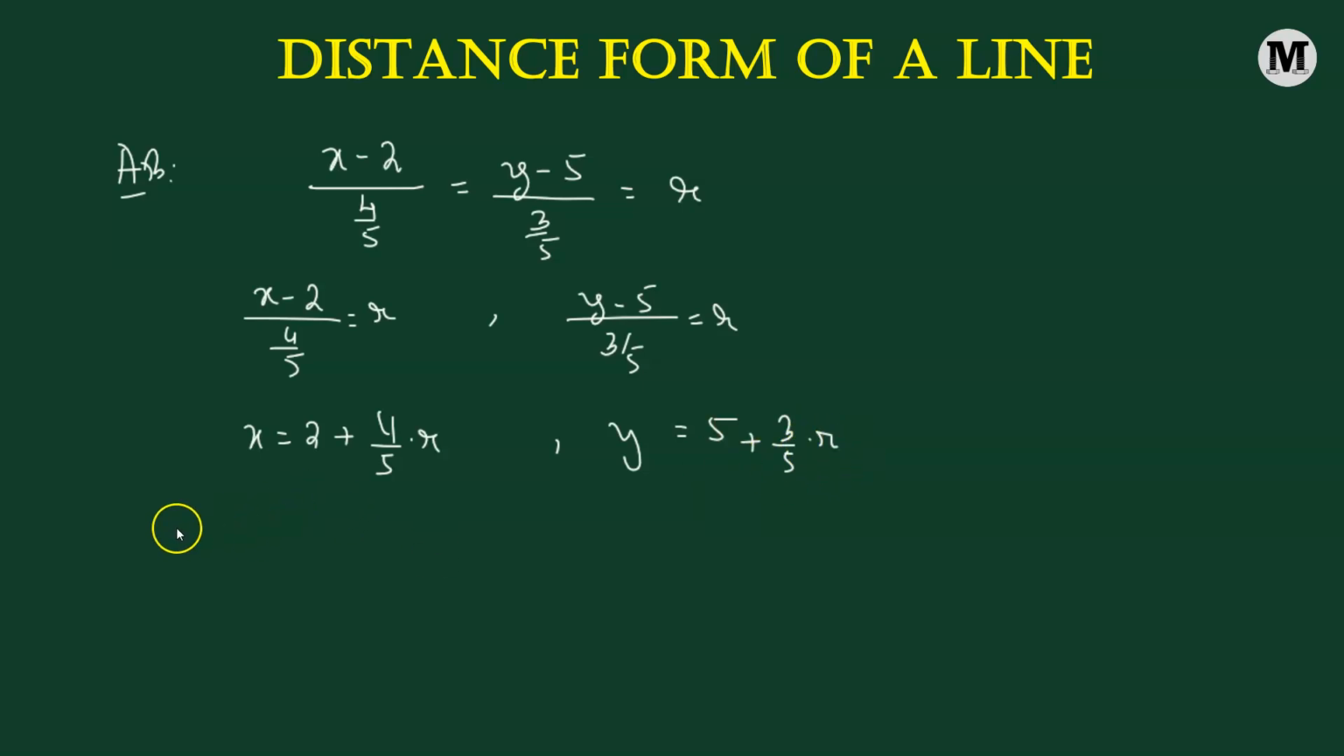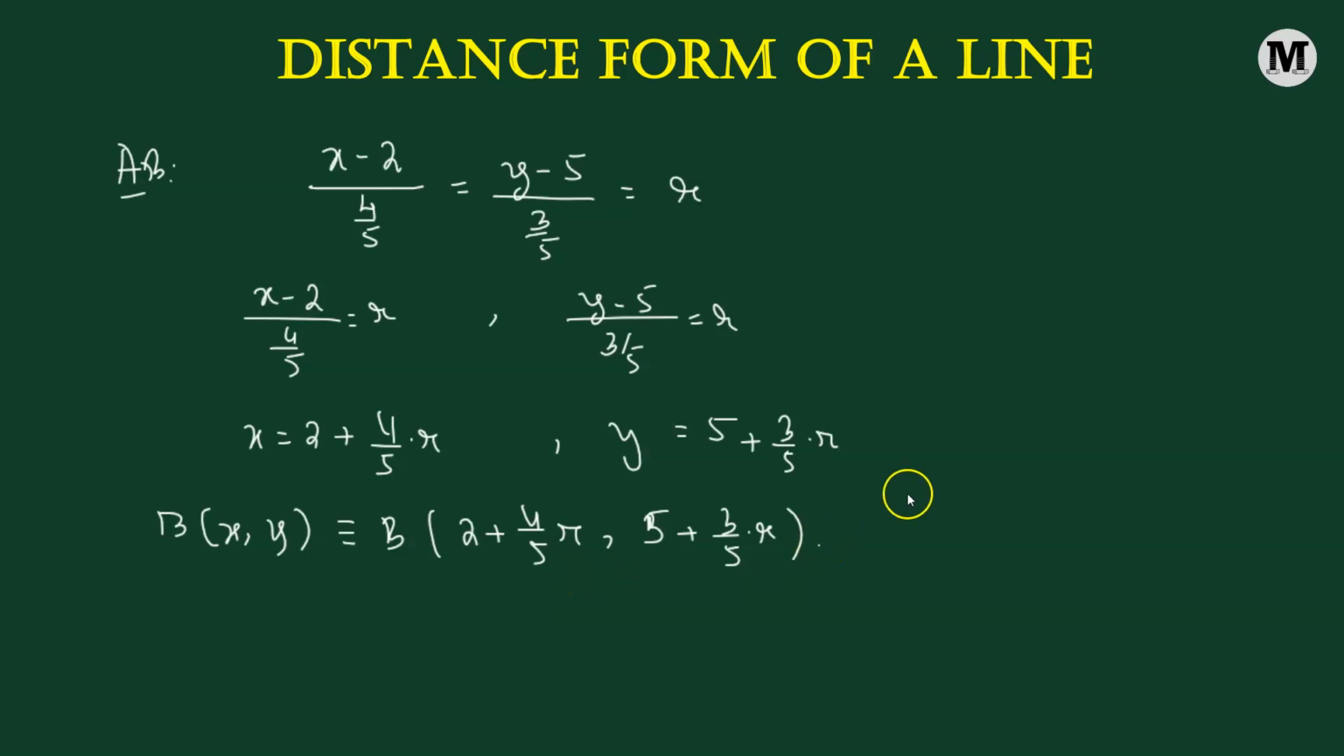So here we have found the coordinates of point B, which we initially considered to be x, y. We have successfully converted them to the parametric form. The x coordinate has the parametric form 2 plus 4 over 5 times R, and the y coordinate expressed in parametric form is 5 plus 3 over 5 times R. This is the parametric form of the coordinates of point B.